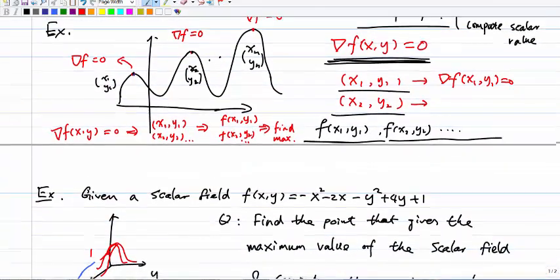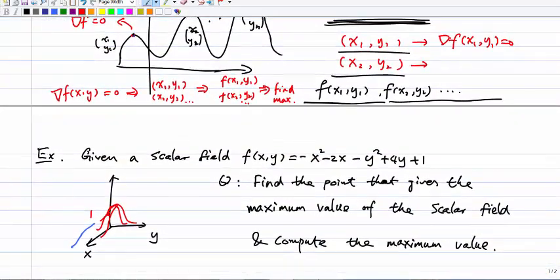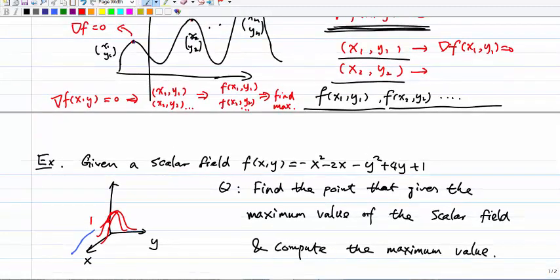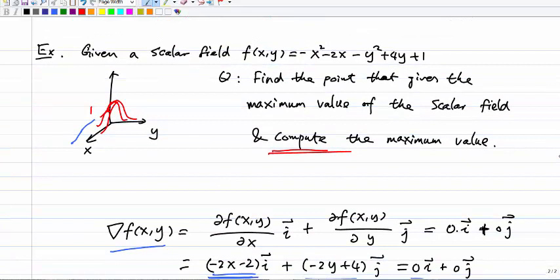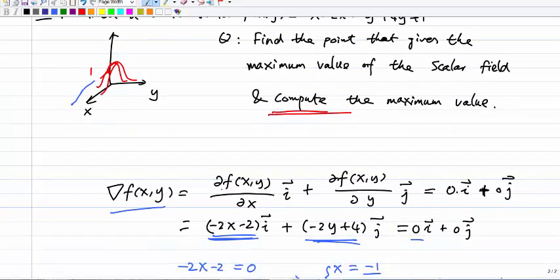Now let's give an example of how to compute the maximum value of a scalar field. Here I give you a scalar field f(x, y) = -x² - 2x - y² + 4y + 1. The question is to find the point that gives the maximum value of the scalar field and compute that maximum value. According to what we said before, let's first compute the gradient. The gradient is ∂f/∂x times i plus ∂f/∂y times j, and we set it to be 0.